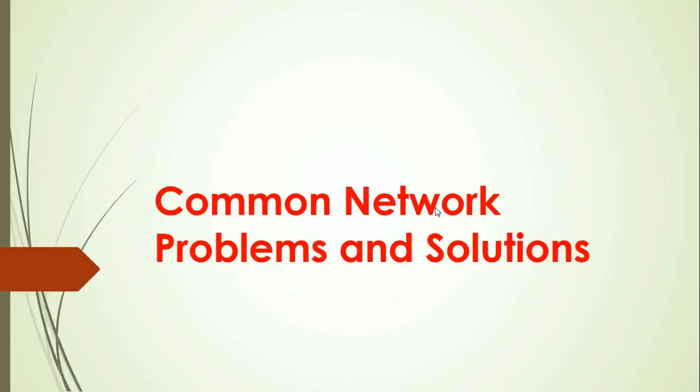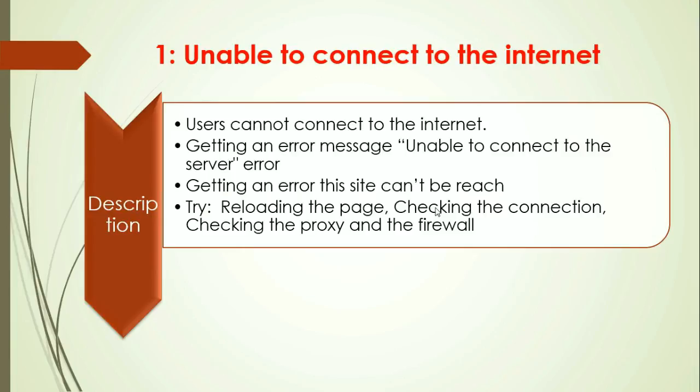Okay, the first common network error that we will be encountering will be unable to connect to the internet. Its description is users cannot connect to the internet. Second, getting an error message, unable to connect to the internet. Third, getting an error, this site can't be reached. And last is, try reloading the page, checking the connection, checking the proxy and the firewall.